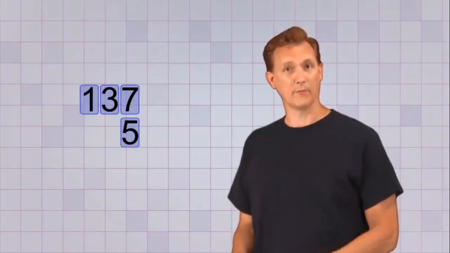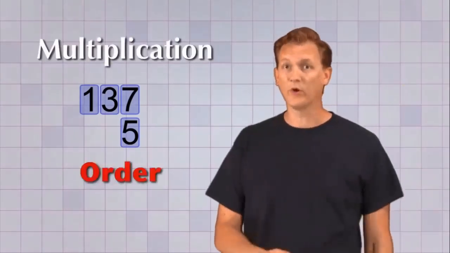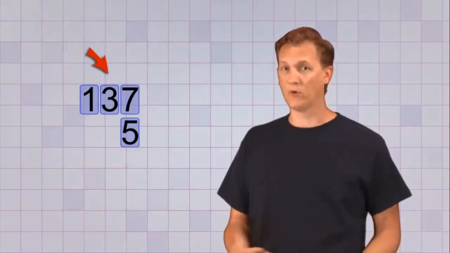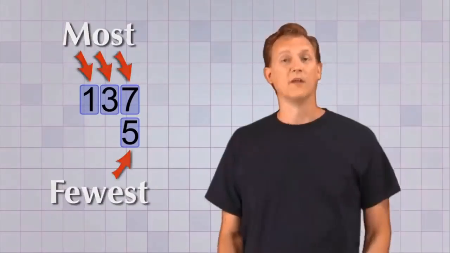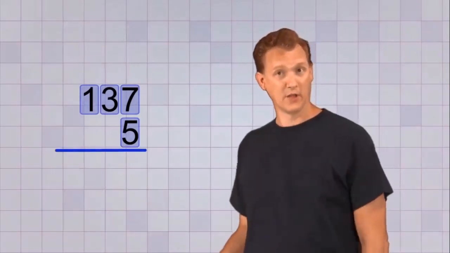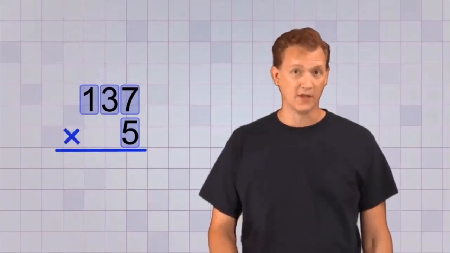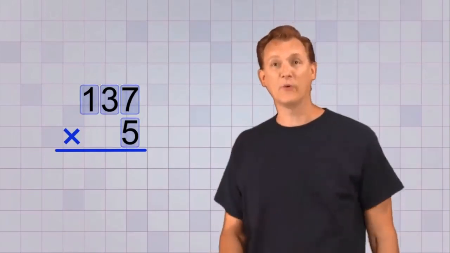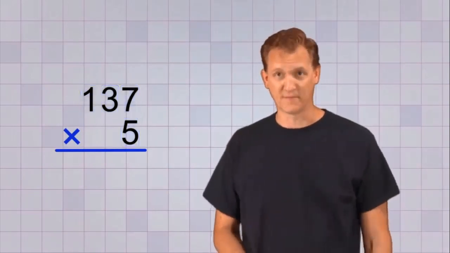Now you might remember with multiplication that the order of the problem doesn't matter, so we could put whichever number we want on the top or the bottom. But it's always best to put the number with the most digits on the top and the one with the fewest digits on the bottom. There, now we draw our answer line below, and we put our times symbol to the left so we don't forget that we're multiplying.